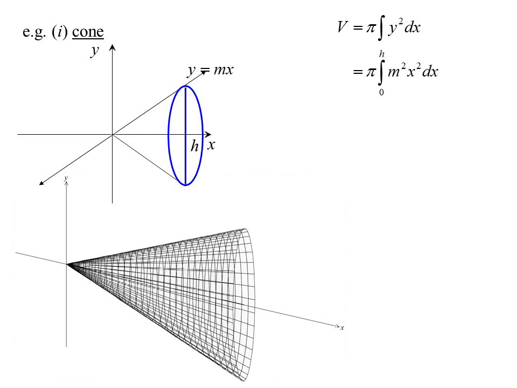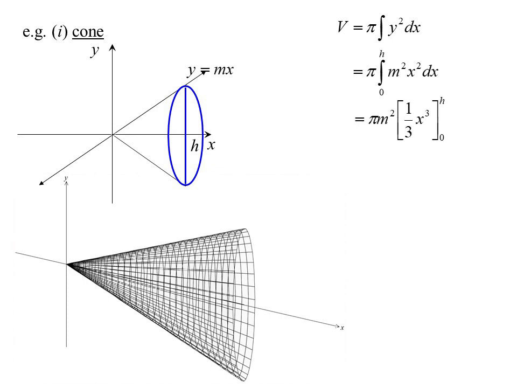So I'm going around the x-axis, so it'll be pi times the integral of whatever the y value is, but I want that in terms of x. So it'll be m squared x squared. Okay, well, just an integration question. M squared, of course, is a constant. I can pull that out. Add 1 to the power over the power, I get a third x cubed.